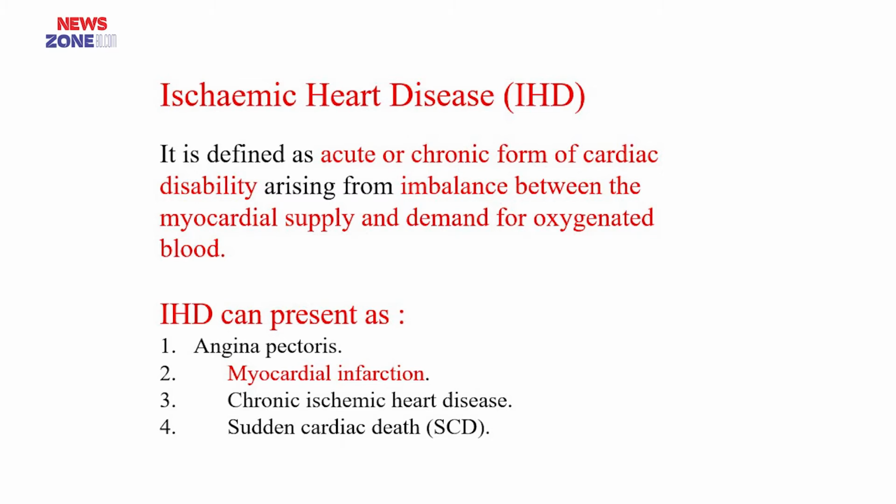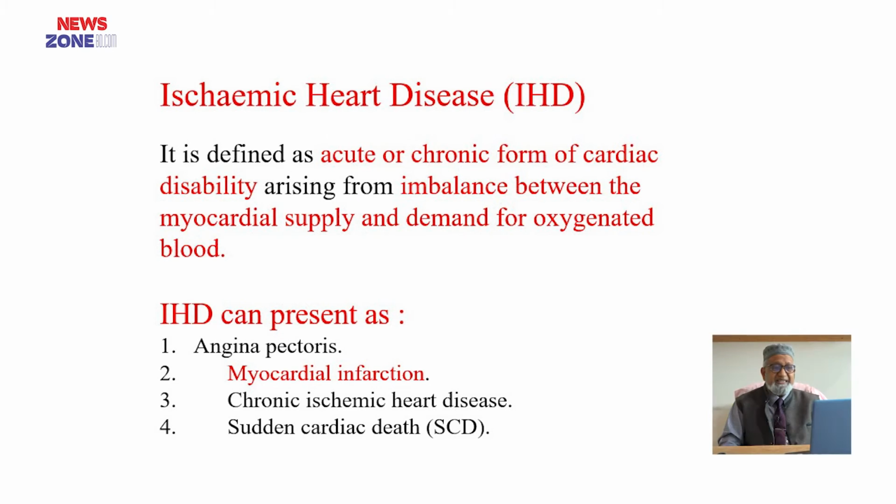Next, we can discuss ischemic heart disease. It is an acute or chronic form of cardiac disability arising from the imbalance between myocardial supply and demand for oxygenated blood. Ischemic heart disease can present as angina pectoris, myocardial infarction, chronic ischemic heart disease and sudden cardiac death.